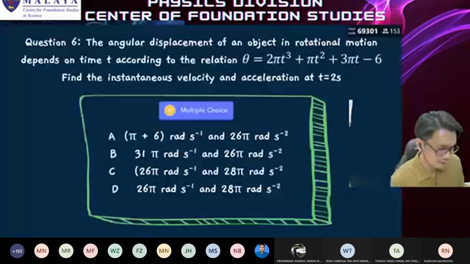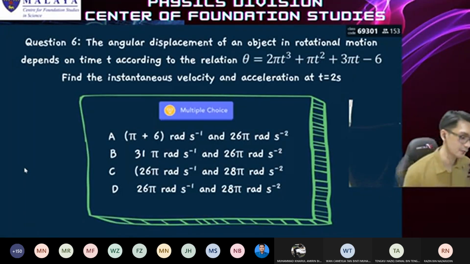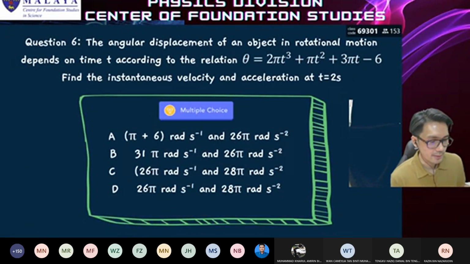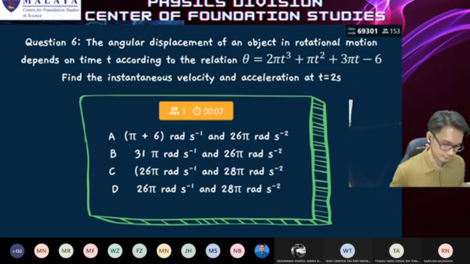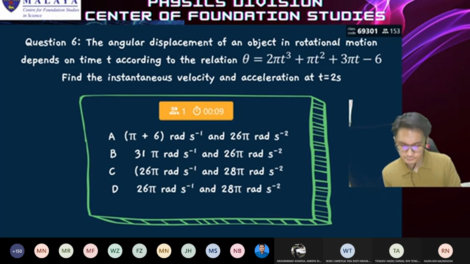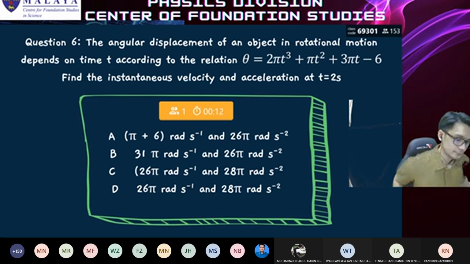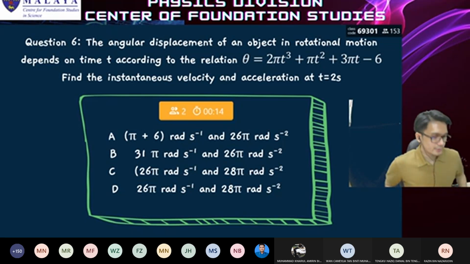We go for the second question, which is: the angular displacement of an object in rotational motion depends on time t according to the relation theta is equal to 2 pi t power of 3 plus pi t square plus 3 pi t minus 6. So find the instantaneous velocity and acceleration at time t equal to 2 seconds. Answer. So, instantaneous velocity and instantaneous acceleration.